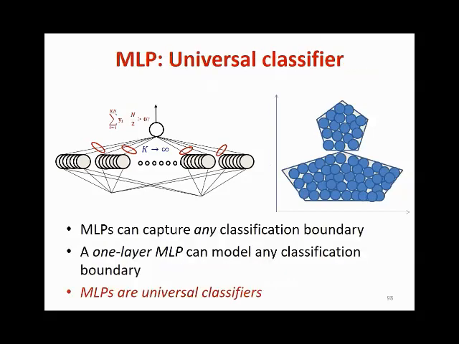And so what this means is that MLPs can not only capture any classification boundary, even a one-layer MLP can model any classification boundary. Regardless of the decision boundary you give me, I can construct an MLP with just one hidden layer that approximates that decision boundary to arbitrary precision. So one hidden layer MLPs are universal classifiers.